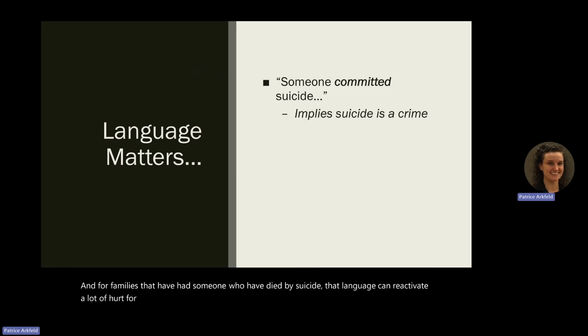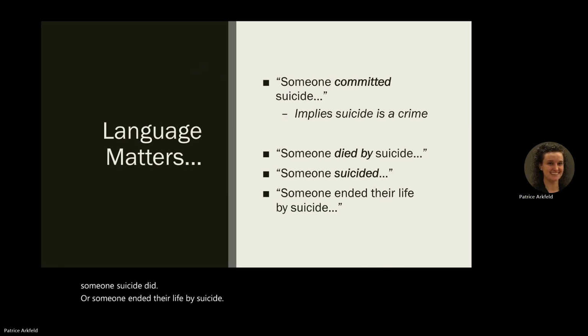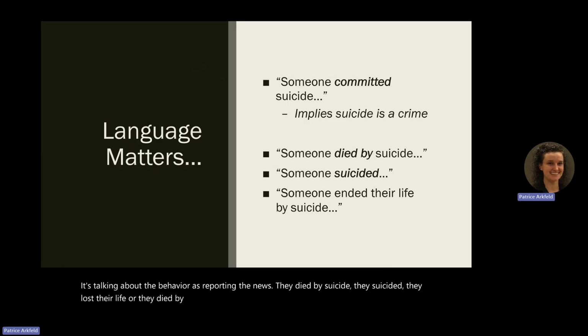So when we talk about suicide, the language that I want you all to use, hopefully moving forward, is that someone died by suicide, or you can use suicide as a verb, someone suicided, or someone ended their life by suicide. It's talking about the behavior as reporting the news. They died by suicide, they suicided, they lost their life. It's no longer implying any connotation, positive or negative, or implying crime. It's just reporting the news around suicide, as we say it. This is something that you're going to hear a lot from folks that they don't know the impact of this language. You could use it as an education opportunity if you want.